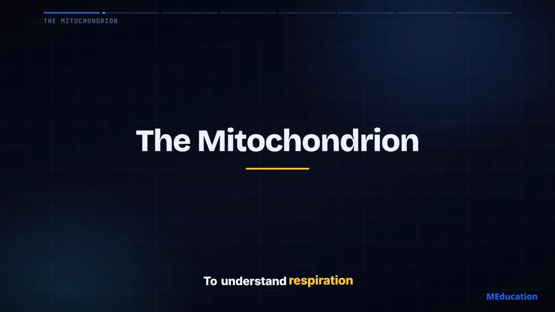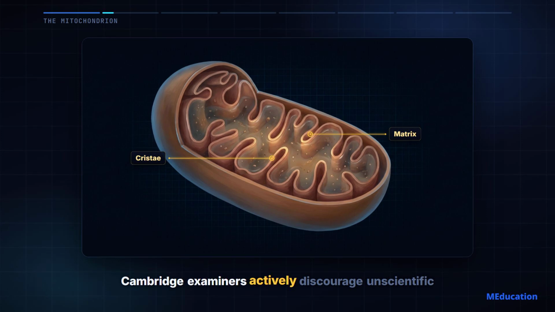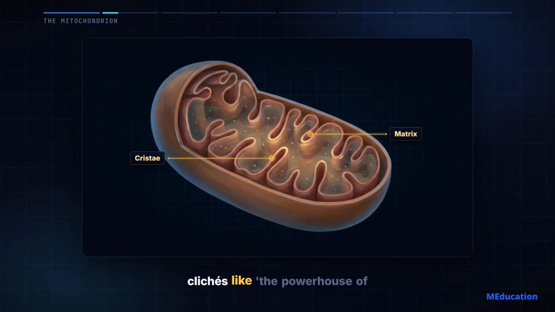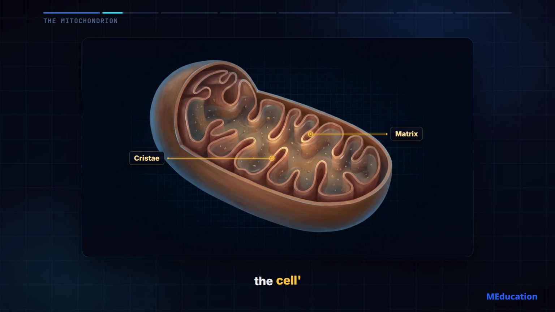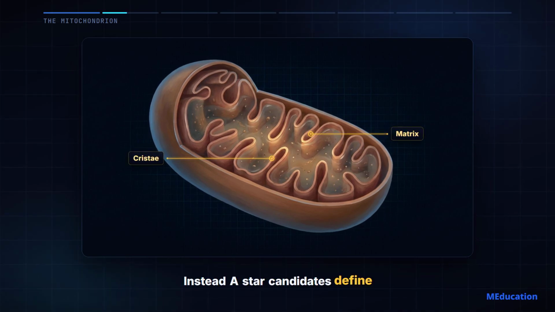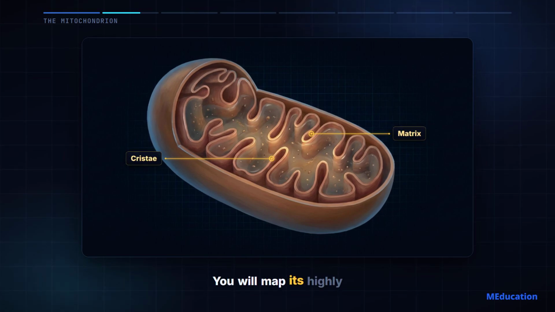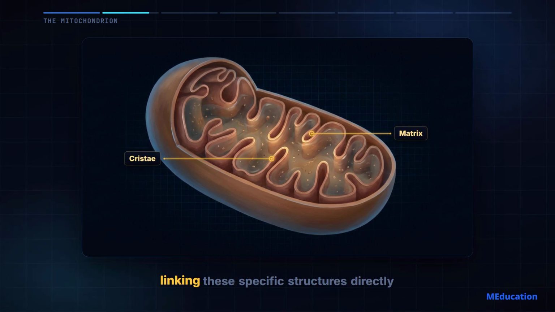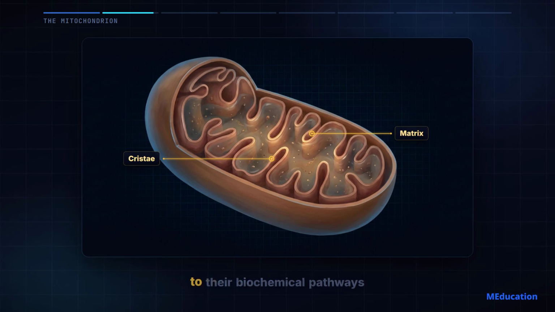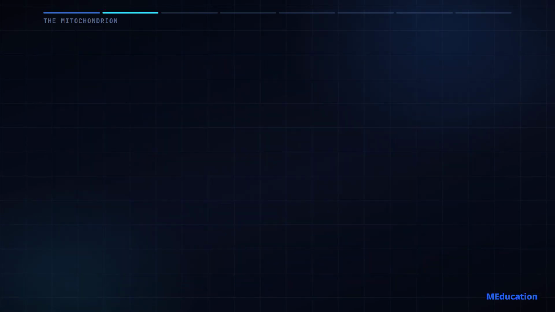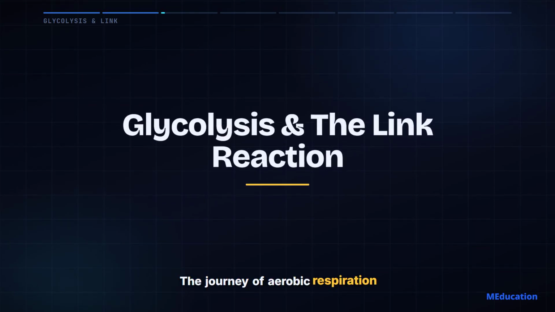To understand respiration, you must know exactly where it happens. Cambridge examiners actively discourage unscientific cliches like the powerhouse of the cell. Instead, A-star candidates define the mitochondrion as the exact site of aerobic respiration and ATP synthesis. You will map its highly folded inner membrane, the cristae, and the fluid matrix, linking these specific structures directly to their biochemical pathways. The journey of aerobic respiration is a sequence of interconnected stages.